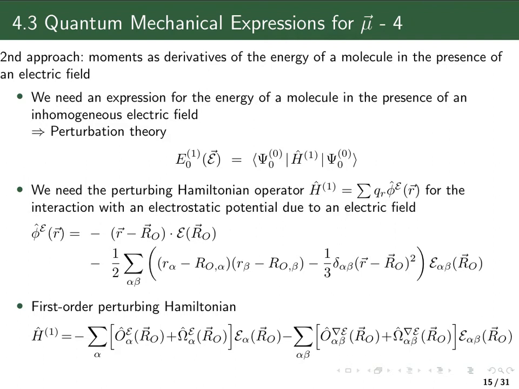time-independent electric field. And perturbation theory tells us that the first order correction to the energy, the one which is linear in the perturbation, can be calculated as the expectation value with the ground state, unperturbed wave function, and the first order correction Hamiltonian, or the first order Hamiltonian. Now, what is the first order Hamiltonian?